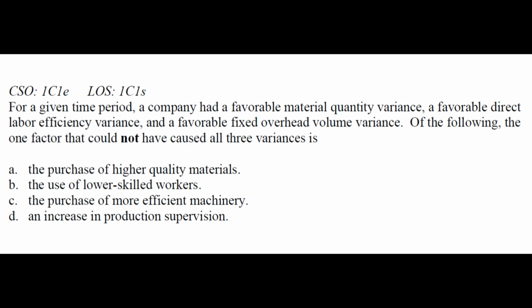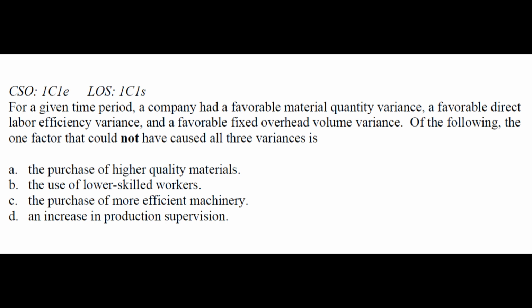Correct. Lower-skilled workers typically require more labor hours, produce more material waste, and reduce production efficiency. These effects would likely create unfavorable, not favorable, material quantity and labor efficiency variances, and would not support a favorable fixed overhead volume variance. C. The purchase of more efficient machinery. Incorrect. Improved machinery can reduce labor hours, minimize material waste, and increase production capacity, making all three favorable variances possible.